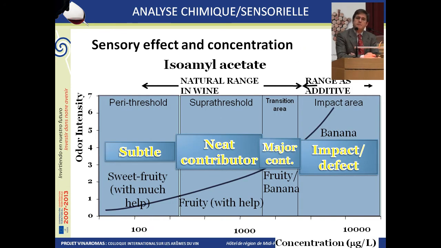So to explain this, let me introduce what we call the psychophysical plots, or functions. This is just a relationship between the intensity of, in this case, isoamyl acetate and the concentration. And we can divide this plot into four different areas. Of course, when isoamyl acetate is present at very low amounts, it is just barely perceived. And in wines, when a wine contains this molecule at this concentration, this molecule will just contribute, with many others, to the general fruit or sweet fruit aroma of the wine.